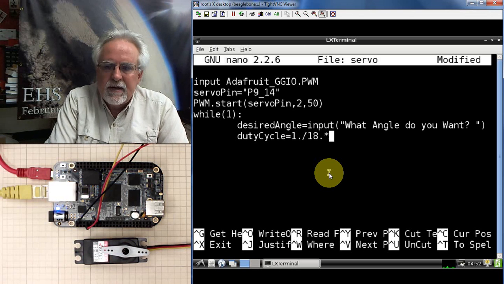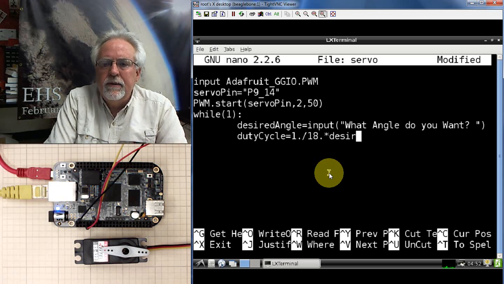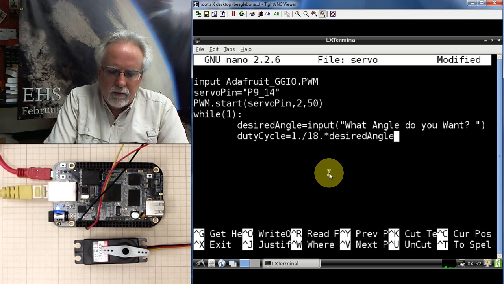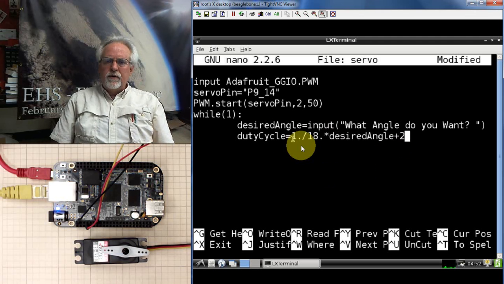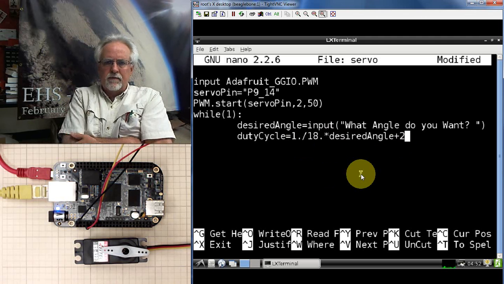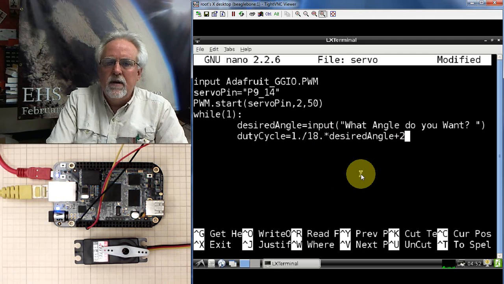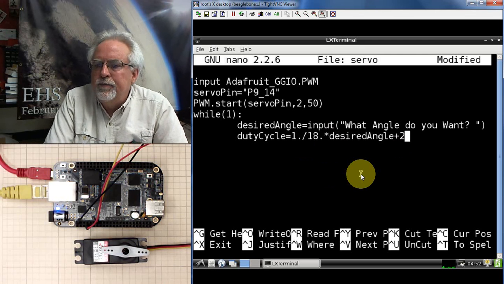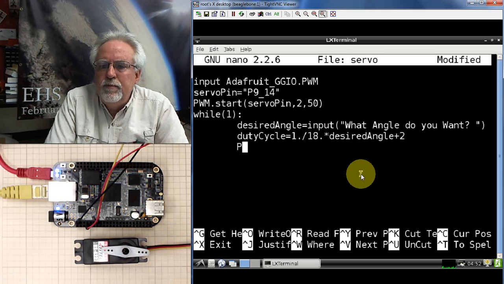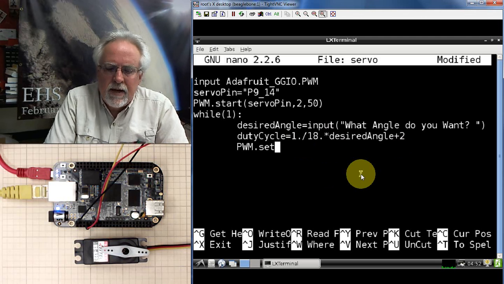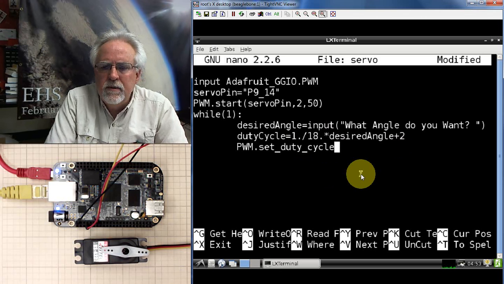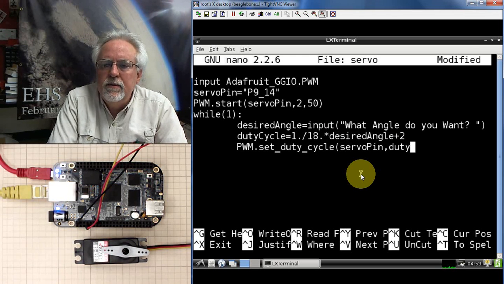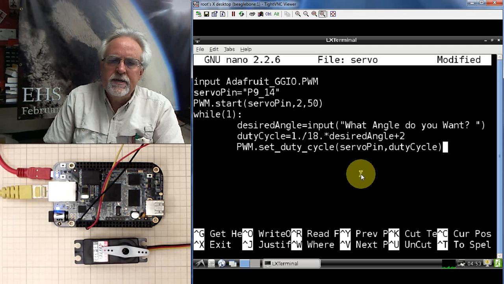This forces floating point math, and then you will get a good answer. Okay, times what? Times desired angle that you just input plus 2. Your 2 and 1 divided by 18 will be a little bit different depending on the math that you did based on our earlier experiment on your servo. Now what do we do? We apply that. So we do pwm.set_duty_cycle. Where do we want to set the duty cycle? On the servo pin. What do we want to set it to? Duty cycle that we just calculated here.